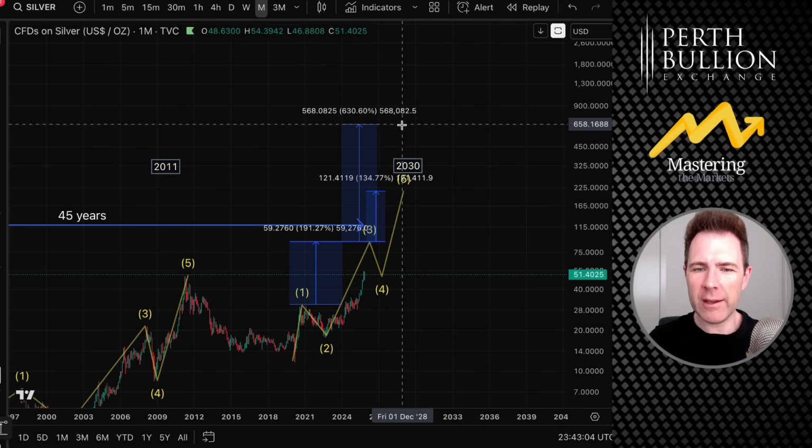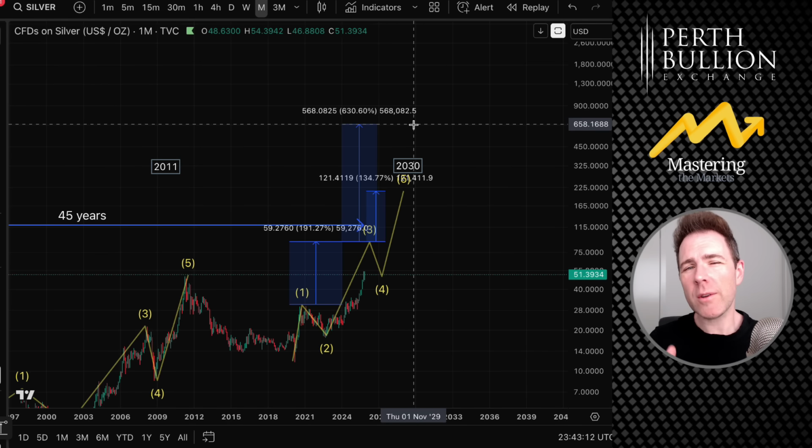By the end of the 5-wave impulse cycle move, your accumulation, public participation, and that excess phase. What do you think about that? Do you think $650, $700 US dollars by 2030? It seems a little bit outlying to me, but just take note of that.